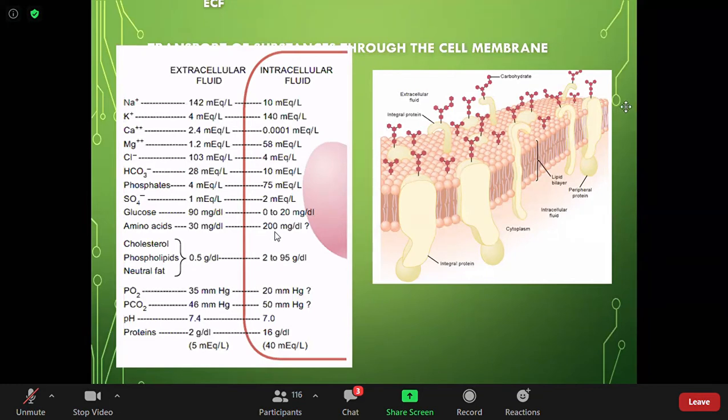And more glucose outside than inside. But more fat, no? Cholesterol, phospholipids, and neutral fat. And you notice that, what did we say regarding carbon dioxide? Because you have more carbon dioxide inside, because carbon dioxide is a product of metabolism. And when this is brought outside the cell, this will be diluted by the extracellular fluid.